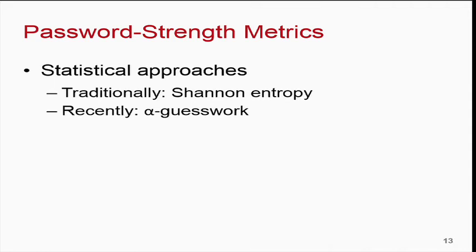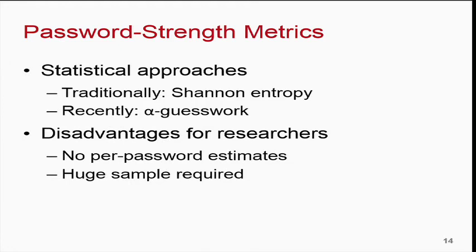So traditionally, people have used statistical approaches. In ancient history, it was Shannon entropy, the information theoretic approach. More recently, alpha guesswork and other approaches have fixed some of the problems of Shannon entropy. And these are really cool results. However, in the types of research we often do, they don't quite apply. They don't provide per password strength estimates. And they also require pretty huge samples. So for instance, if you have the email passwords for a major email provider, you can do these kinds of analyses. If you have a couple hundred participants in a study, you can't do these analyses.